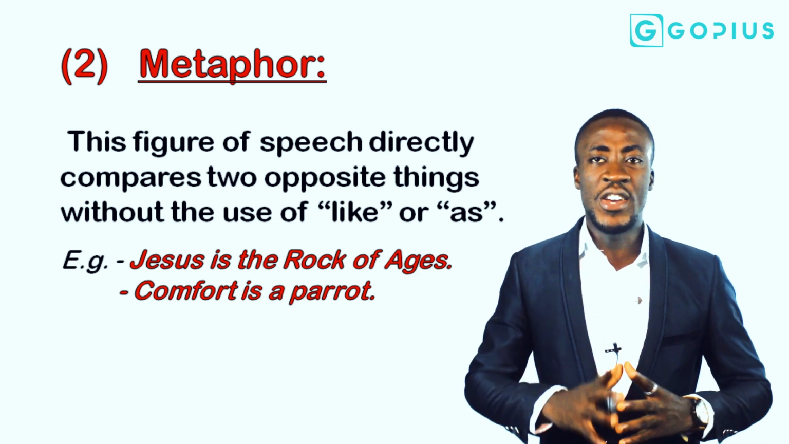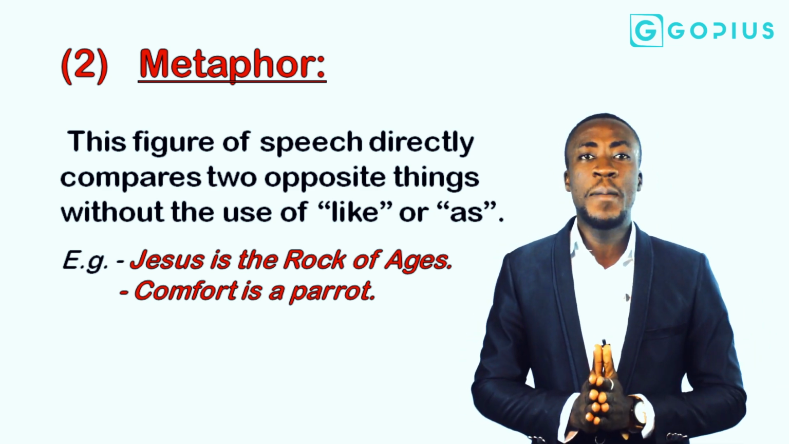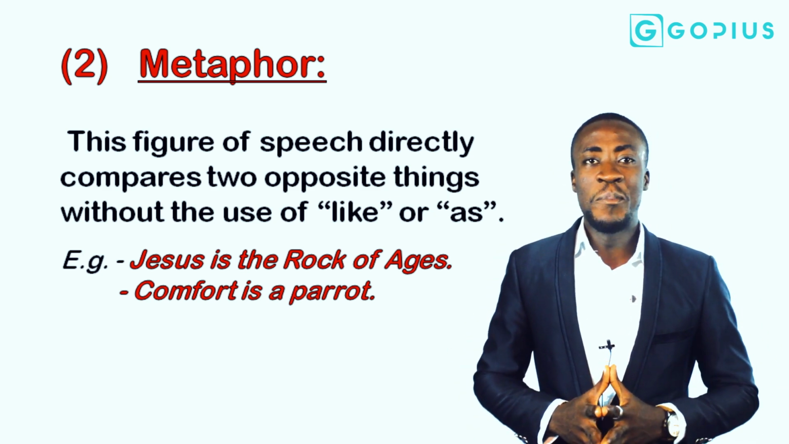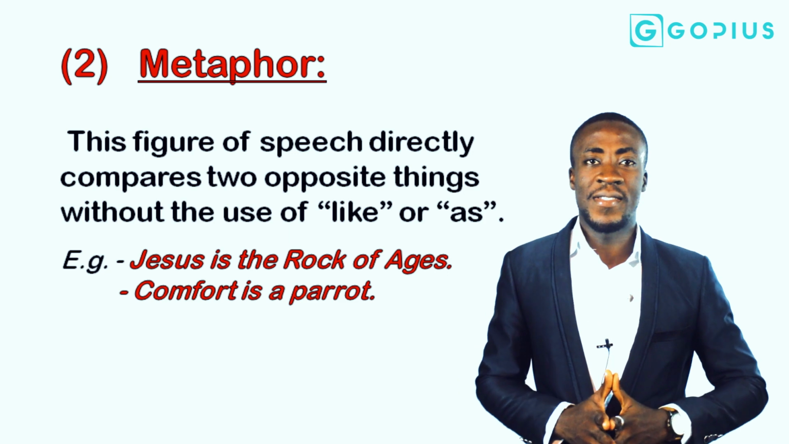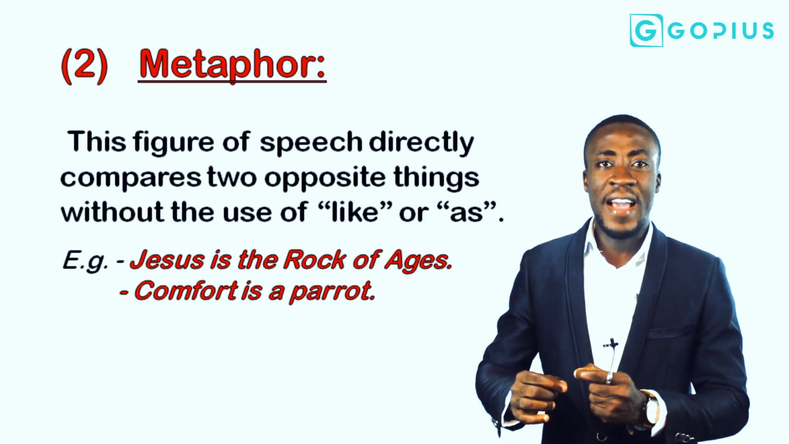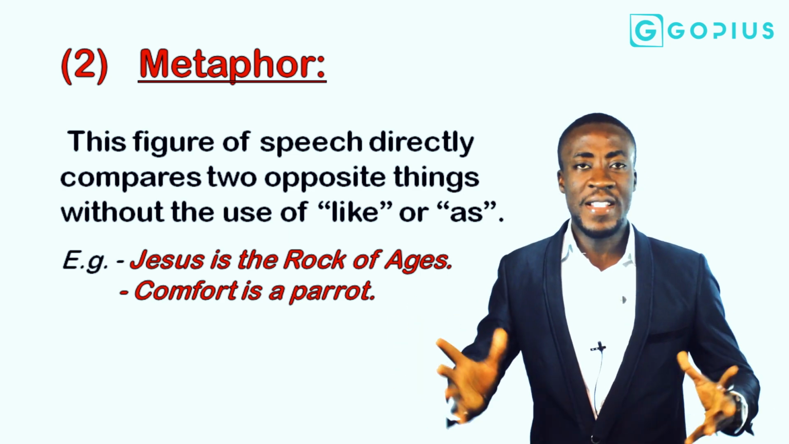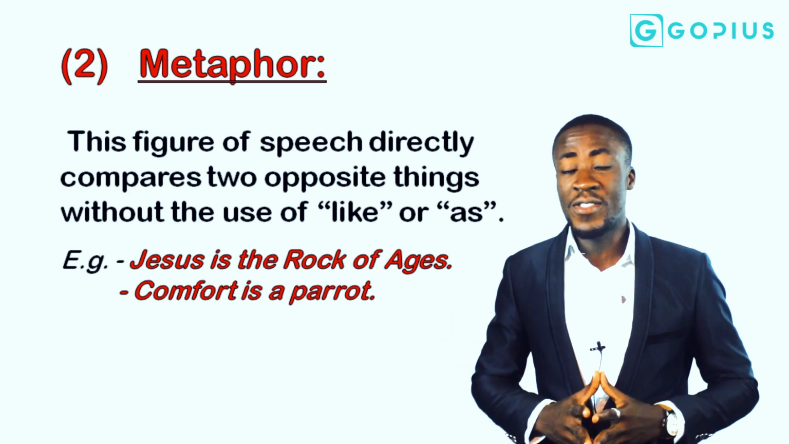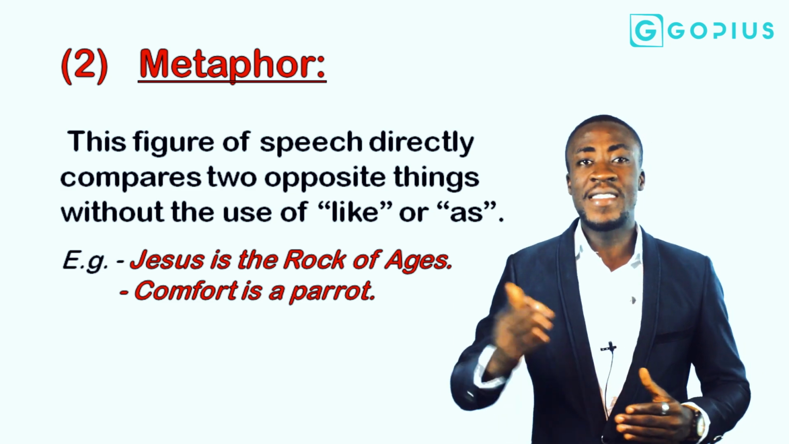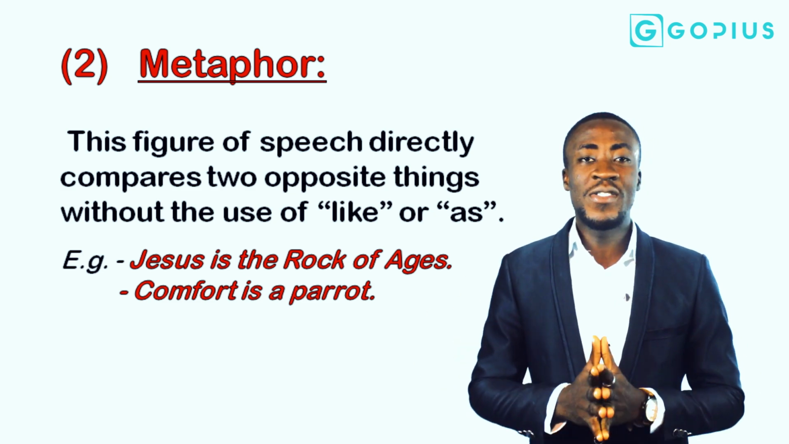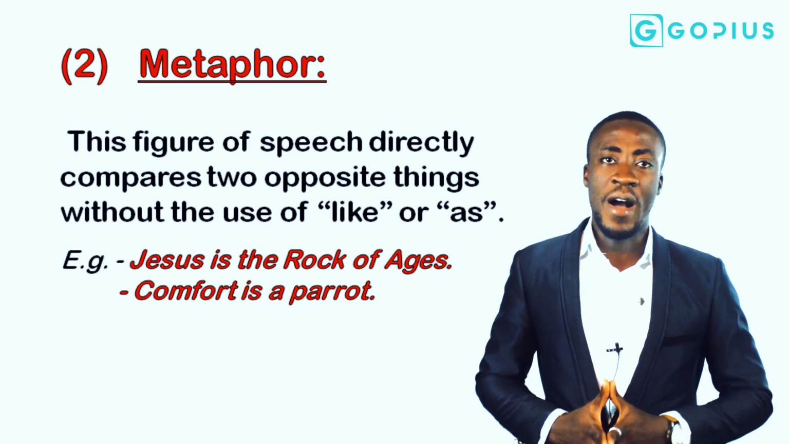Jesus is the rock of ages. Comfort is a parrot. In those statements, you will also see the presence of two opposite concepts, but the comparison is done directly without the use of like or as. You can say that Jesus Christ is like the rock of ages, simile. Jesus is the rock of ages, metaphor. Comfort is like a parrot, simile. Comfort is a parrot, metaphorical. When you say someone is an animal, then that is metaphorical, because the comparison of these two opposite things is done without the use of like or as.